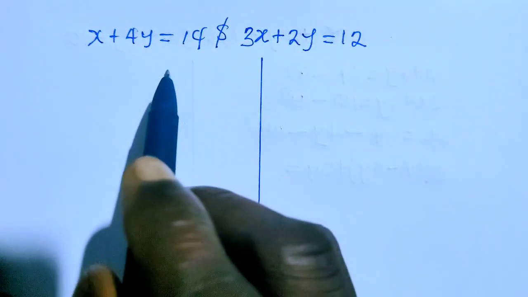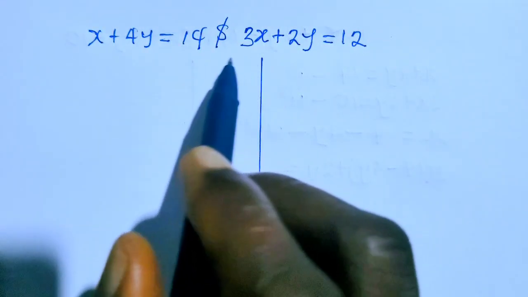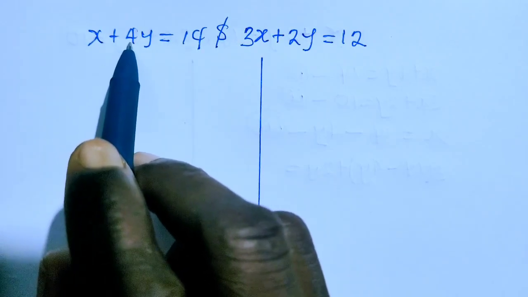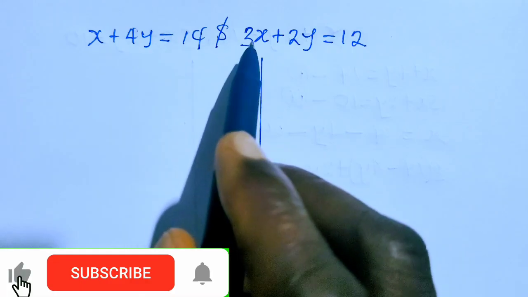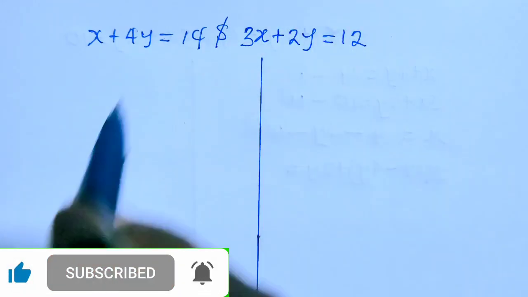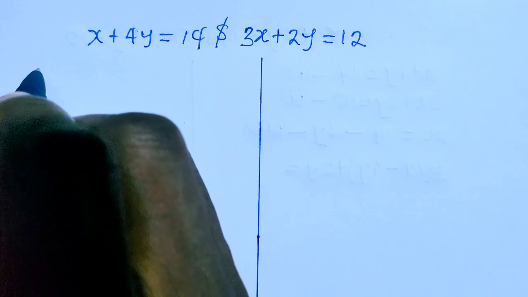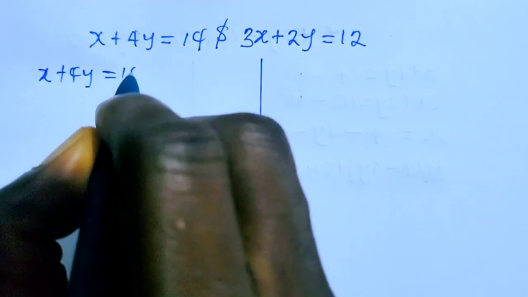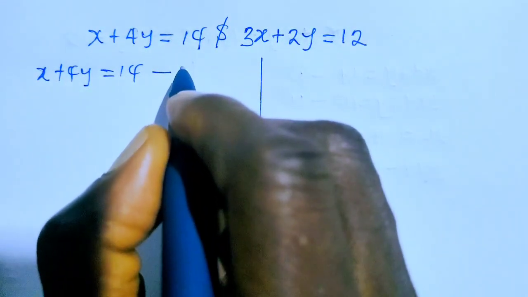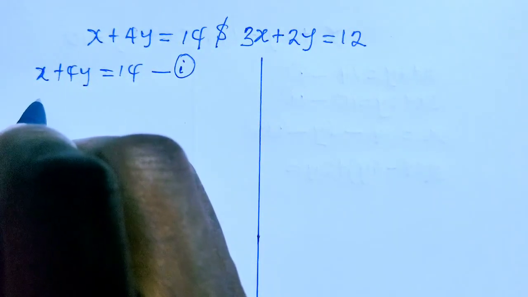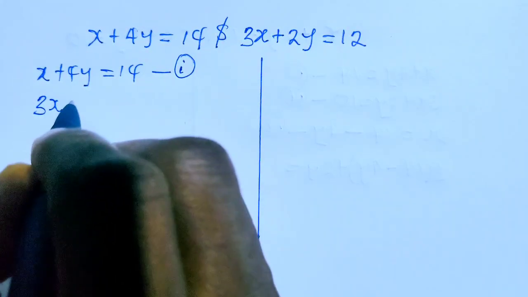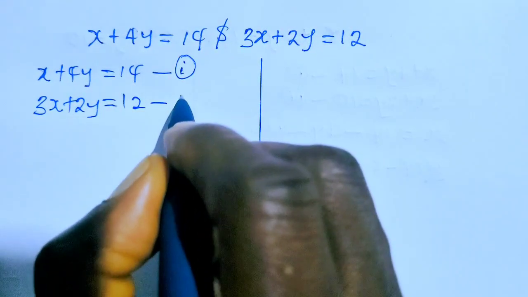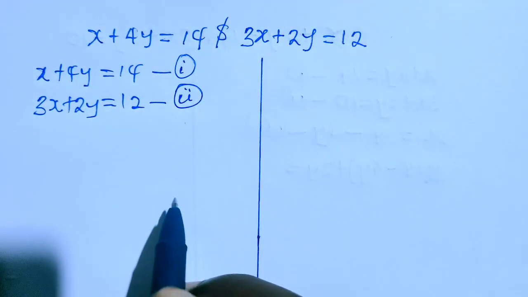In this video, we are going to learn how to solve simultaneous equations using the substitution method. Here we have x plus 4y equals 14 and 3x plus 2y equals 12. Now we are going to have this x plus 4y equals 14. We call this equation 1, and we also have 3x plus 2y equals 12. We call this equation 2.